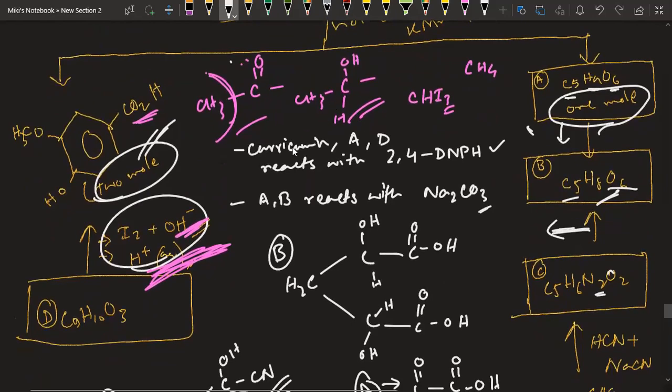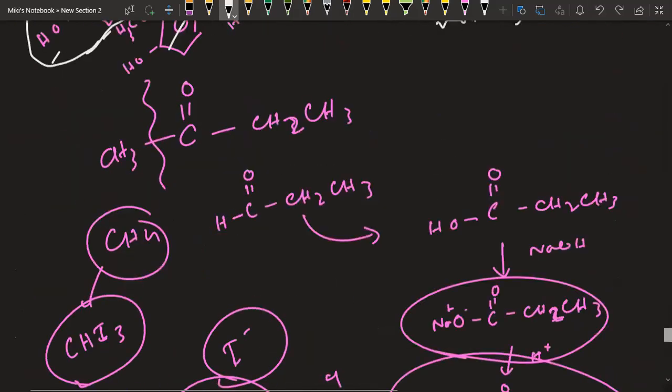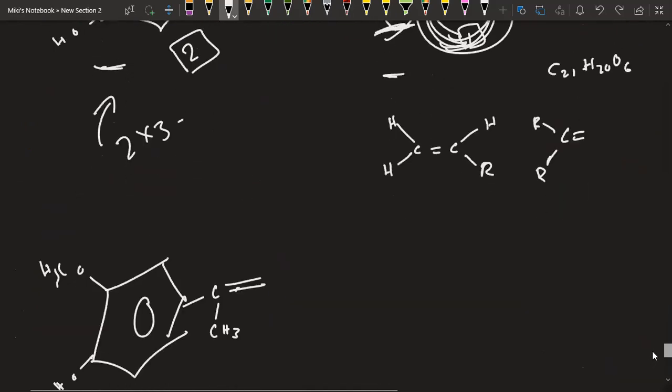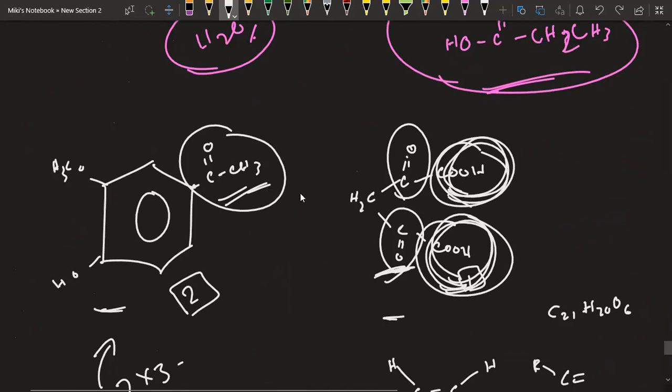Okay, curcumin. Yeah, sorry, not A. Curcumin is a molecule which reacts with 2,4-DNPH. That means it reacts with dinitrophenyl hydrazine. That means it must contain our ketone group. Now, obviously, if we remove this ketone group and keep the carboxylic acid group, then what will happen? There is no more carbonyl compound remaining in curcumin.